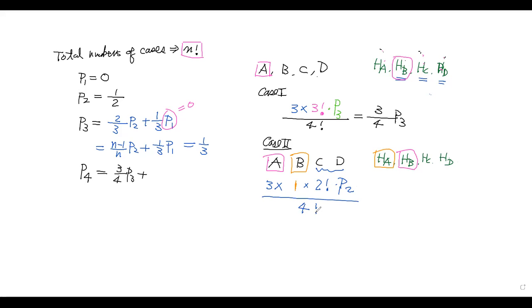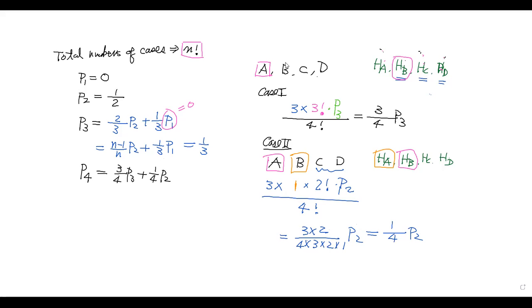4 factorial here. Okay, so let's simplify this. This is the n-1 times, so what will this one be? This is 3 times 2, and this is 4, 3, 2, 1, right? So this is P2. That's why this one will give you 1 over 4 P2.